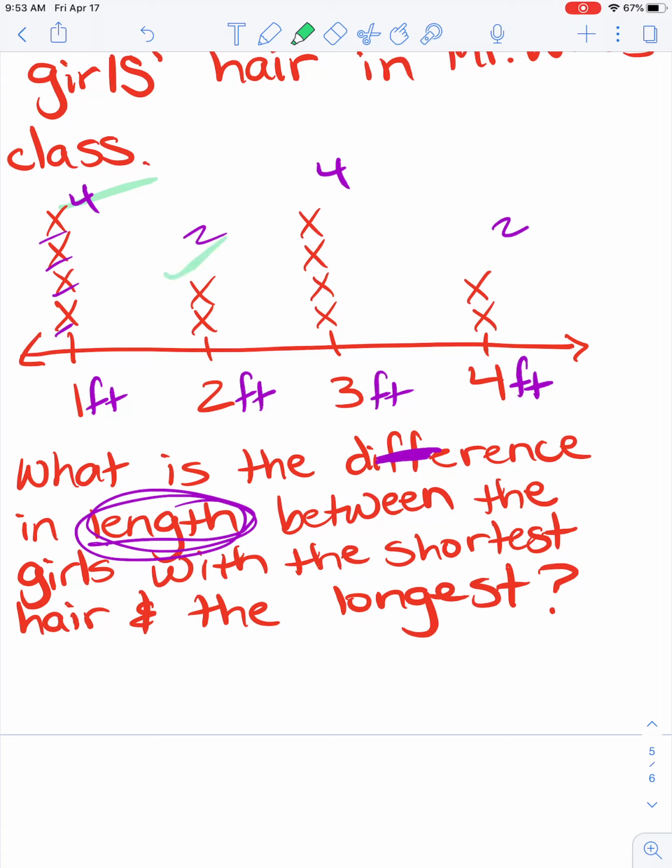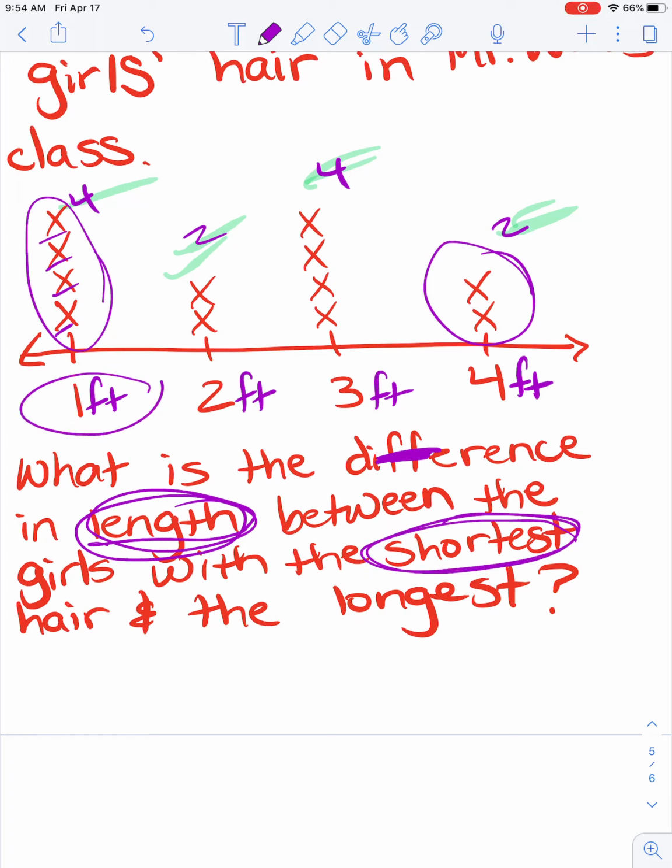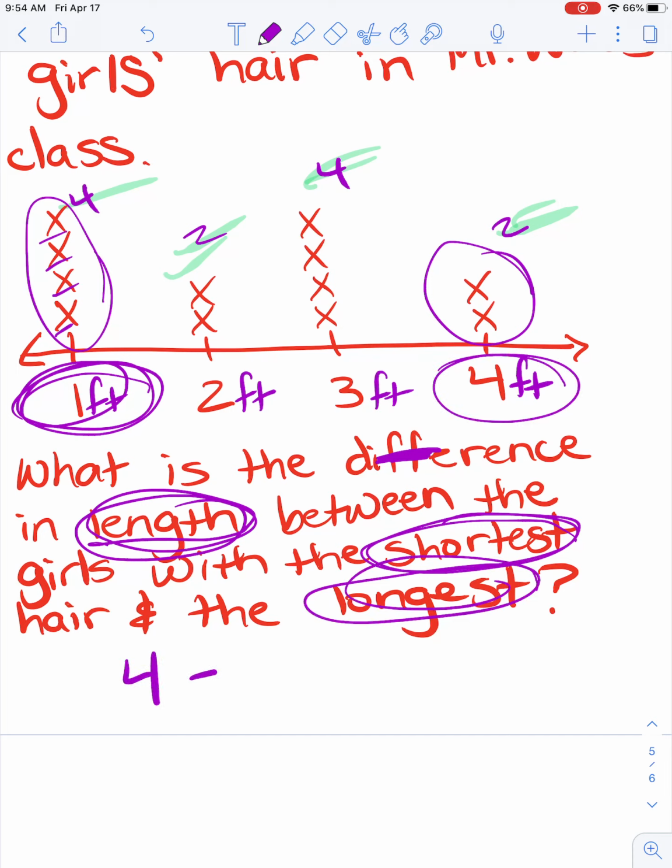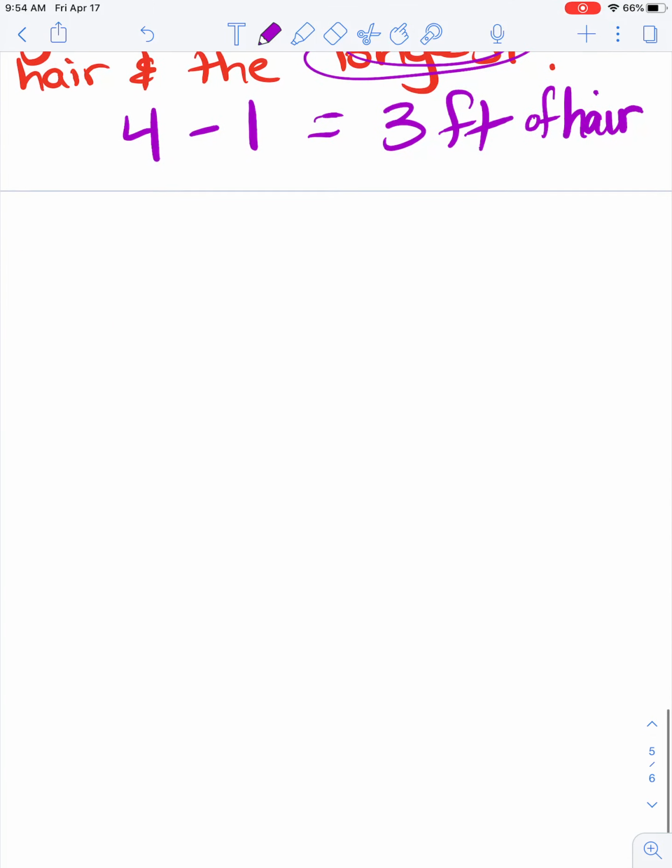So we really do not need these numbers. We don't need those numbers. We just need to know that there was something here and there was something here. So the length between the girls with the shortest hair and the longest hair? Well, 4 feet minus 1 foot, the difference is 3 feet of hair. That's it.